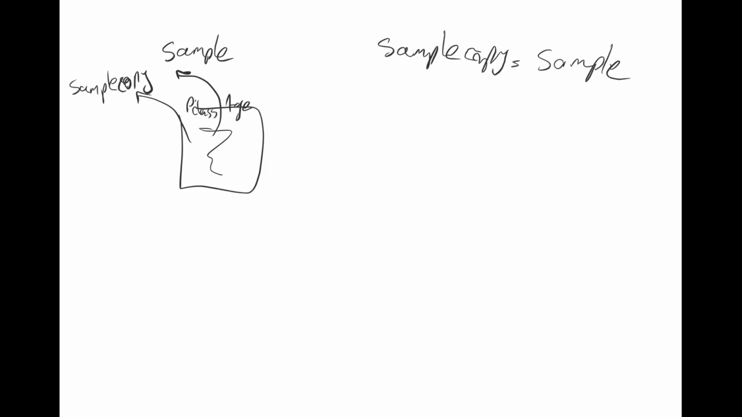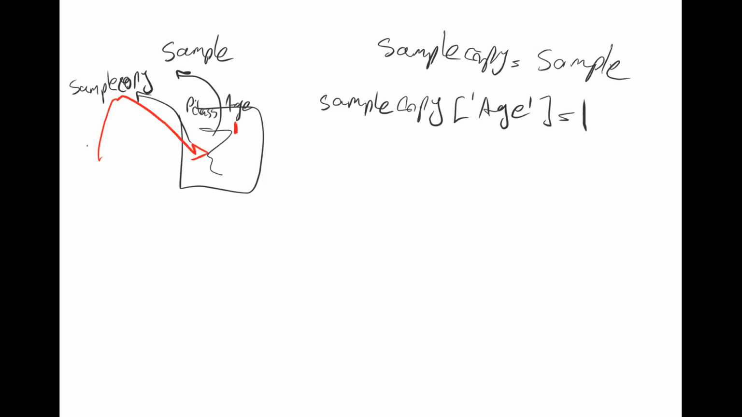So when I change the age column in sample copy, for example, sample copy age equals 1, it goes to this name, finds the address of your file, comes to the age and changes it to 1. Again, when I call sample, it gets to the same data. Again, all of the age columns are 1. I hope it makes sense.